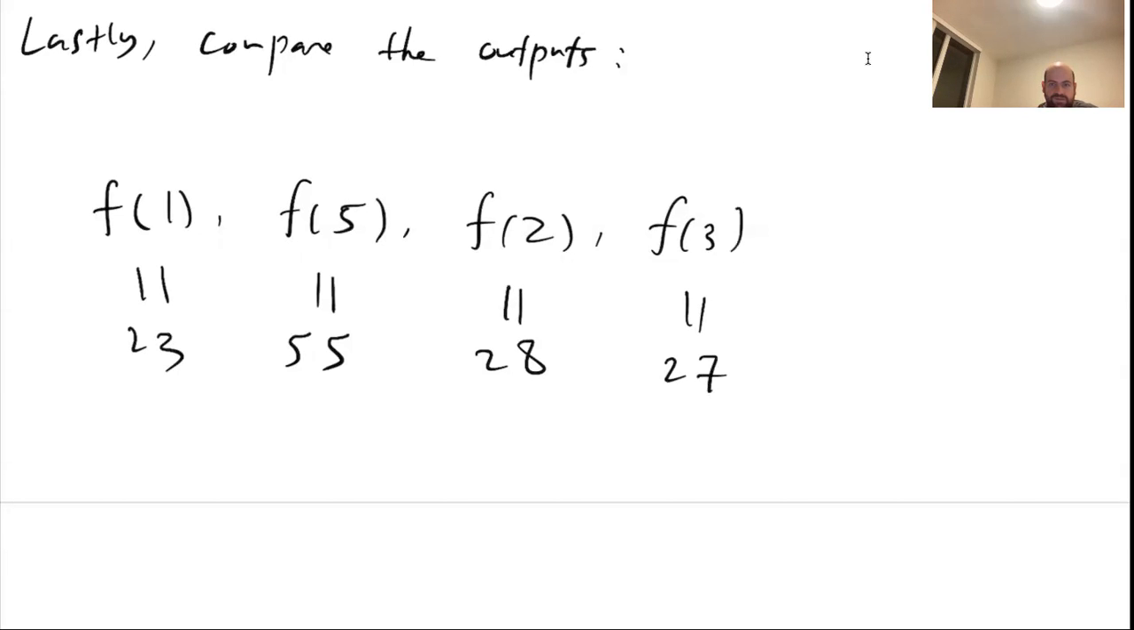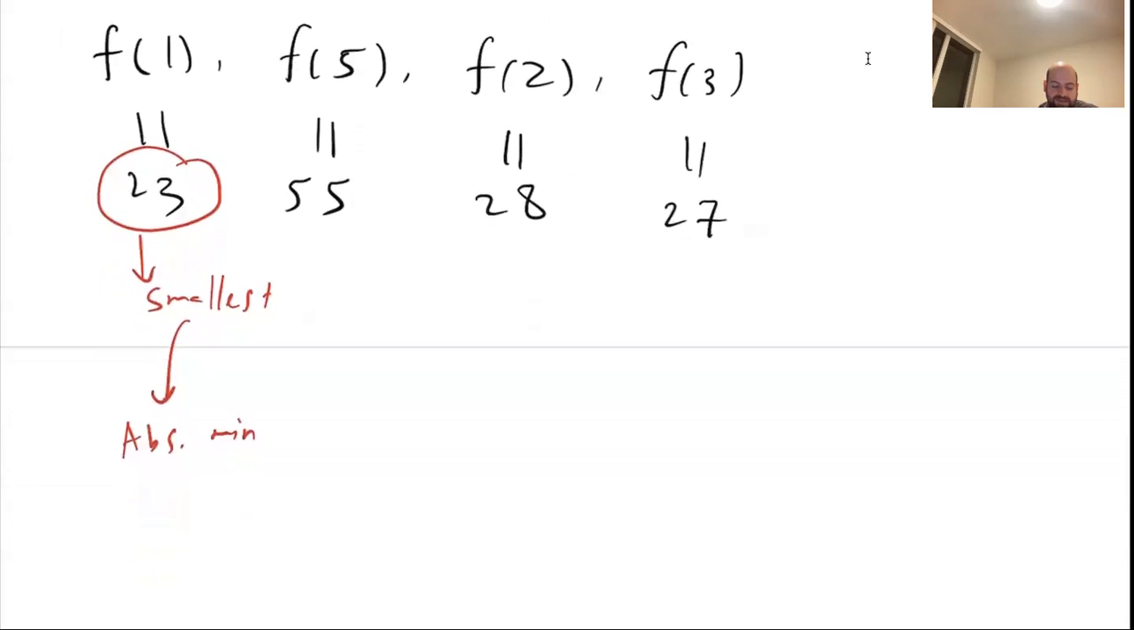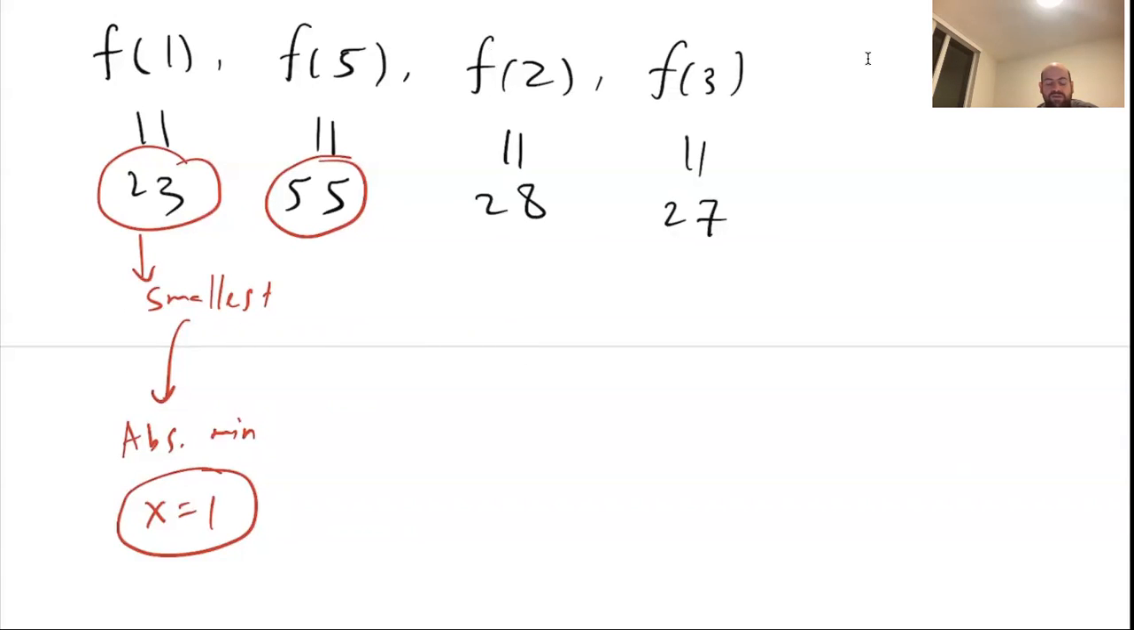So which one is the smallest one? The smallest one is 23. And this gives me the absolute min. So absolute min will be the corresponding x value, which is 1. Absolute min and max must be the x value. And the largest one here is 55 as the output. For absolute max, I need the x value. X value will be 5. 55 corresponds to 5. F of 5 is 55. So this is the largest one, and that gives me absolute max of x equals 5.